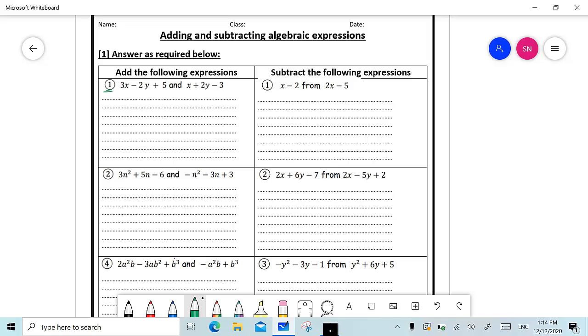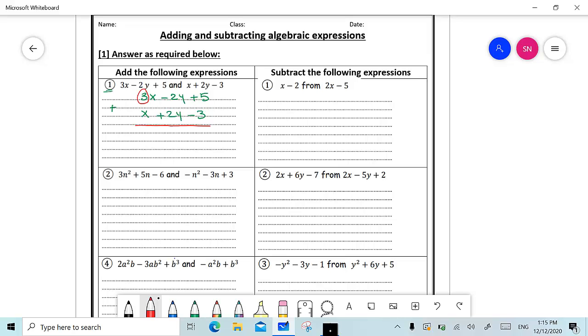Again, we said that when I am adding expressions, I'm going to write the first expression as it is, 3x minus 2y plus 5, and then I'm going to arrange the second expression under the first expression, taking care that the like terms should be under each other. So here I have x plus 2y minus 3, and it's already arranged. I'm going to do normal addition, and when I am adding terms, I'm adding only the coefficients.